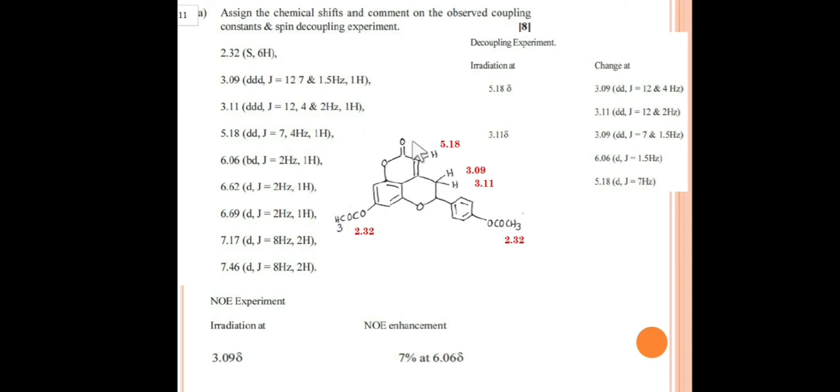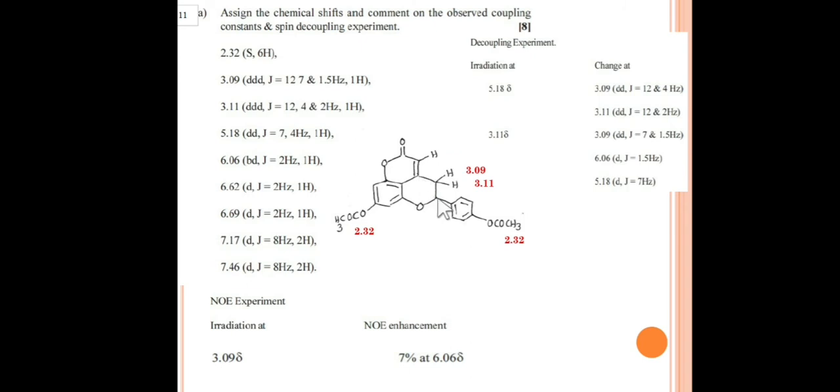You can see that this proton will show a doublet of doublet and also this proton will show a doublet of doublet. So the next two signals are 5.18 doublet of doublet and 6.06 doublet of doublet. Okay, this is a typing mistake. It is not a BD, it is a DD, doublet of doublet. So one is at 5 and another is at 6. So which one will be which proton?